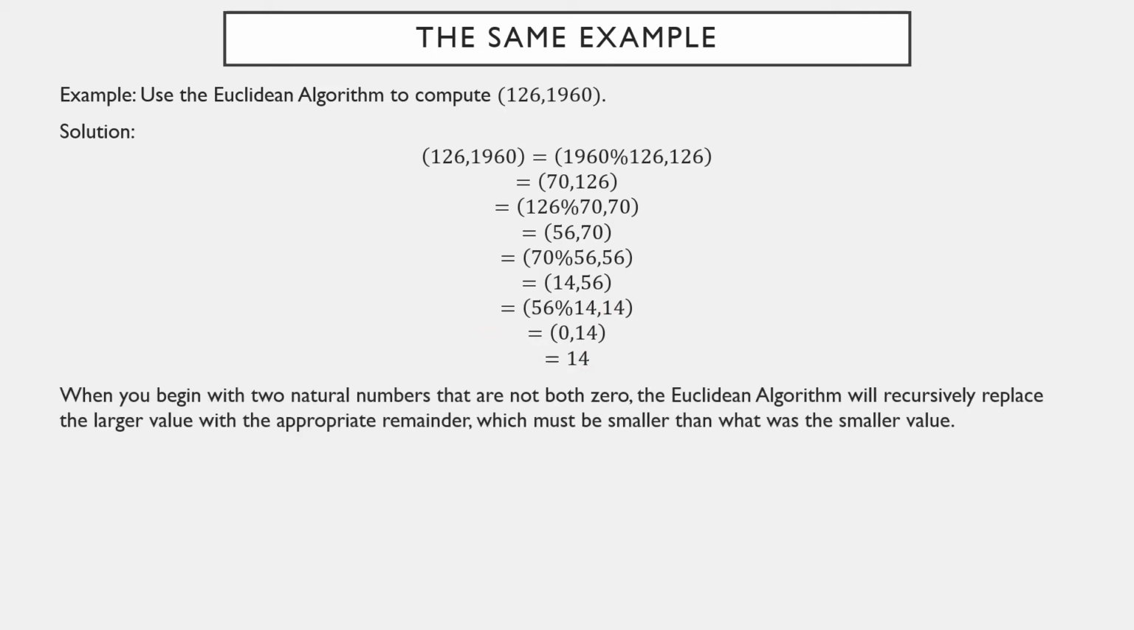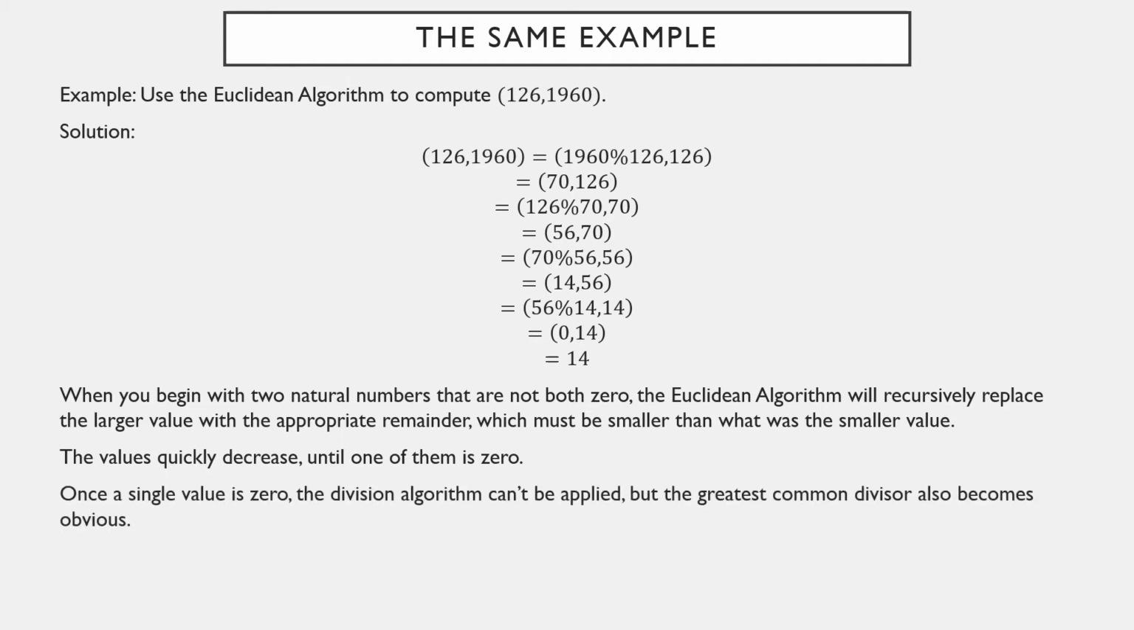So whenever you begin with two numbers that aren't both 0, you just keep applying the division algorithm and your remainder term is going to keep getting smaller and smaller. It actually gets smaller quite quickly. It's exponentially fast, if you want to be particular about the speed of this algorithm, until one of them is 0, and then you're done. The division algorithm can't be applied once you have 0 in one of the spots, but we simply know that the GCD of 0 and another non-zero number is whatever that other number was.